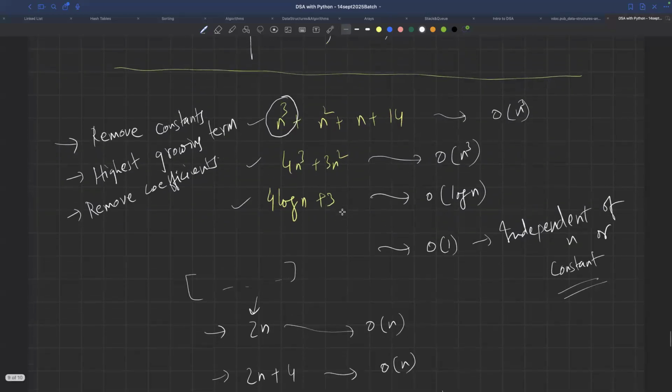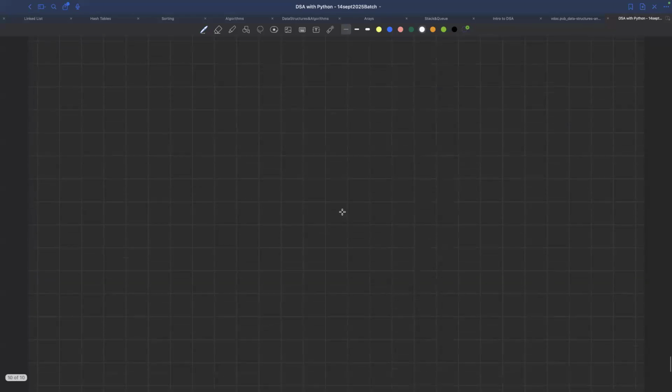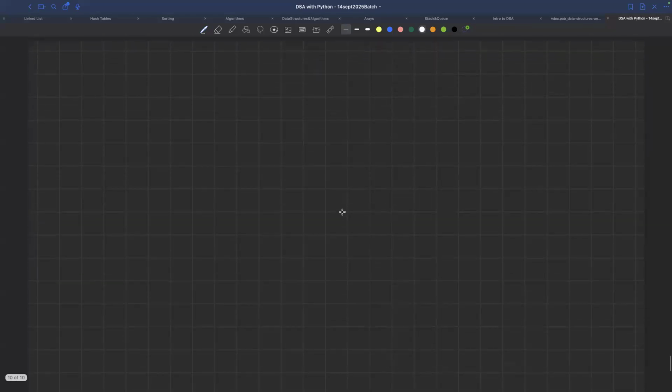Yes. Okay, so we'll take some examples of this, and then we'll also try to write some code, and then we will start our discussion about arrays. Okay, so suppose if we are writing one loop, you tell me what will be the complexity. Okay, so we'll try to solve one problem here.